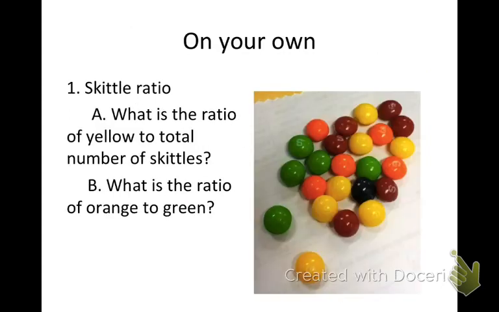So now you're going to do some on your own. So you should notice a text box on the right. I tried to make this a little bit bigger. So these are Skittles. So what is the ratio of yellow to total number of Skittles? And then B, what is the ratio of orange to green Skittles? And you can write that in any one of the 3 ways. When you're ready to move on, enter your answer to the text box on the right, and then we'll have some more notes.